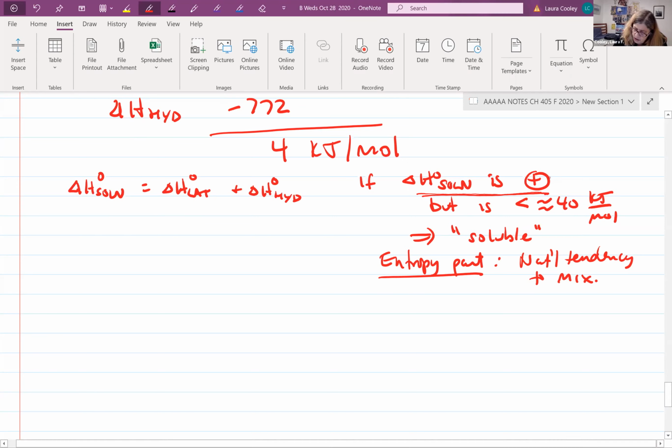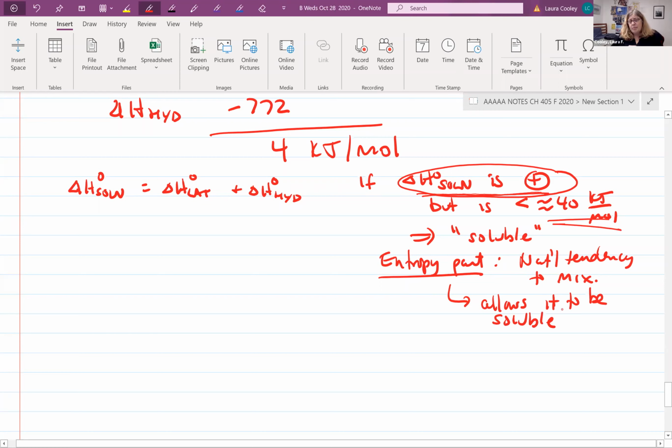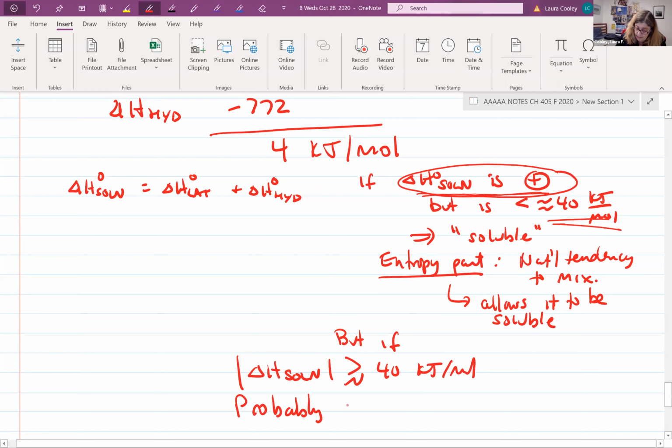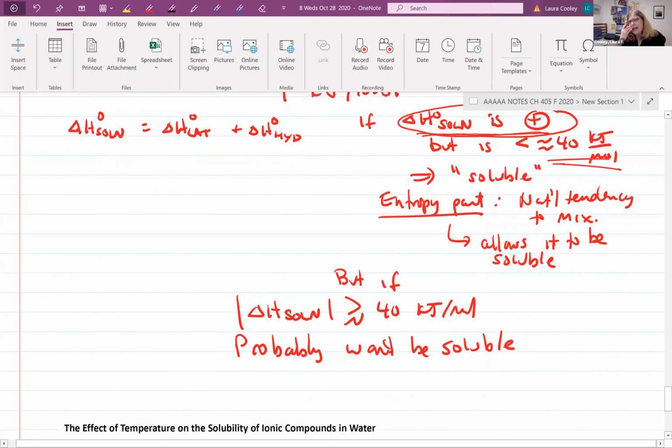So if the delta H solution is positive, but not too positive, then the entropy part allows the compound to be soluble, because the mixing up drives the reaction to happen. But if delta H solution is greater than 40 kilojoules per mole, that's just my cutoff, it probably won't be soluble, because entropy can't overcome a really large delta H solution.